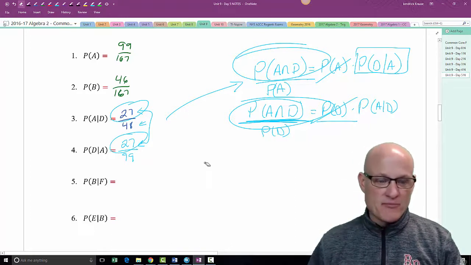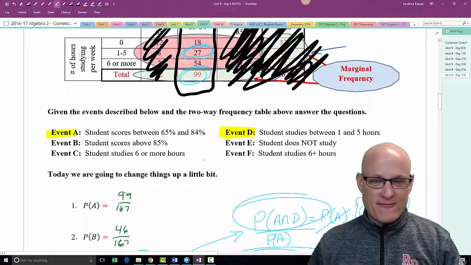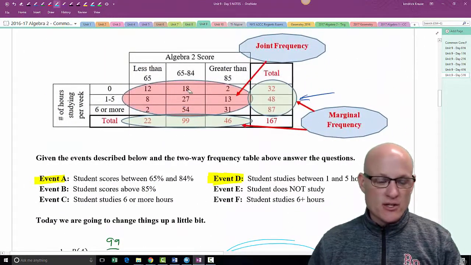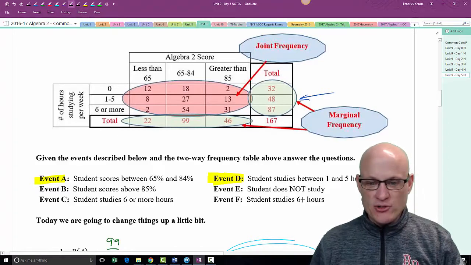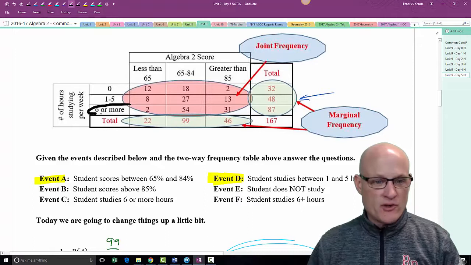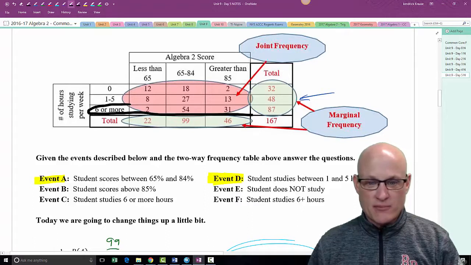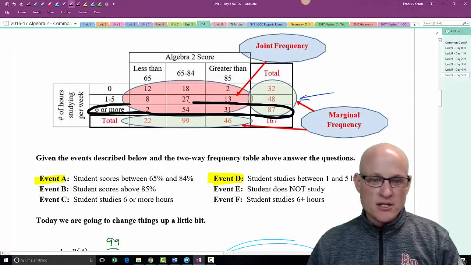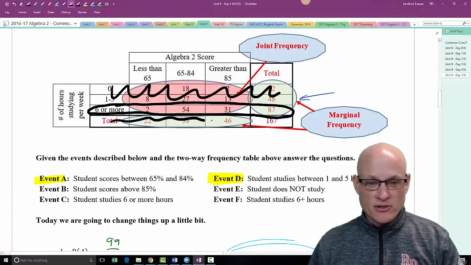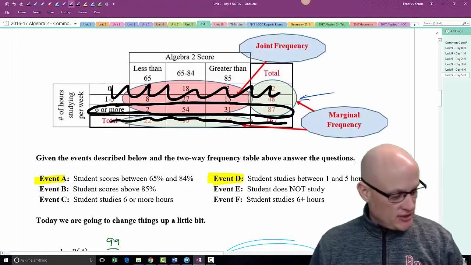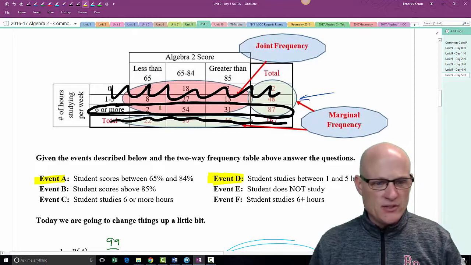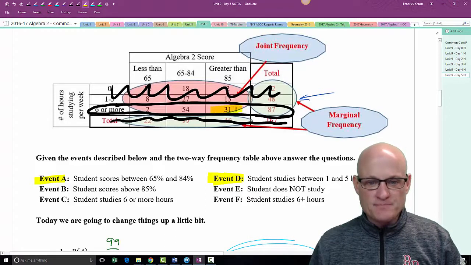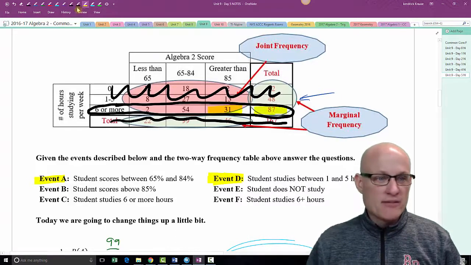All right, let's do the probability of B given F. So F is my new universe. The only thing I can think about is F. So let me figure out what F is. F is students that studied 6 or more hours. So this is all I can think about. This is my new universe. I can't think about you guys, and I can't think about you. This is the only thing I can think about. So this is the probability of B given F. Where's B? B is scored above an 85. So that's 31 out of 87.